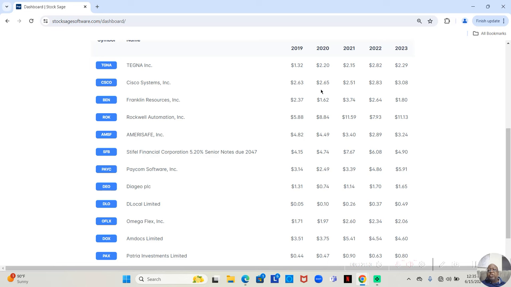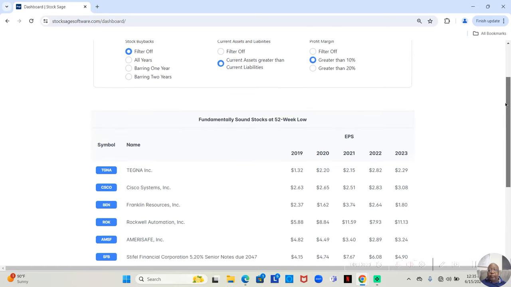$2.63 in 2019, $2.20 in 2020, $2.65 in 2021, $2.51 in 2022... It dropped a little, but back up again. $2.83 in 2022, and $3.08 in 2023. So we want to see those years increasing.